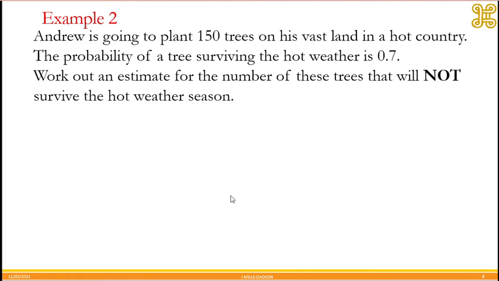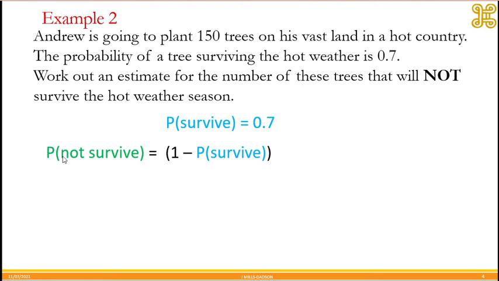Example 2. Try to pause the video to read the question yourself so that you understand, so that we don't need to make the video long. Okay, so from here, we are supposed to work out the trees that will not survive out of 150 if probability of a tree surviving is 0.7. Now, you know probability of surviving is 0.7. We are looking for not surviving. So you can work out probability of not surviving by doing 1 minus probability of it surviving. So that gives us 0.3. That's what we need to focus on.